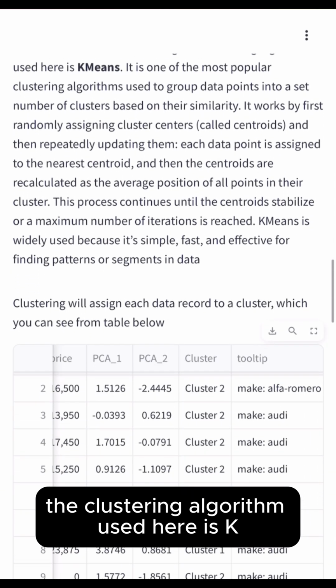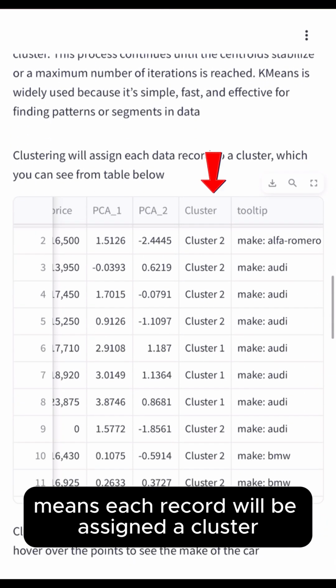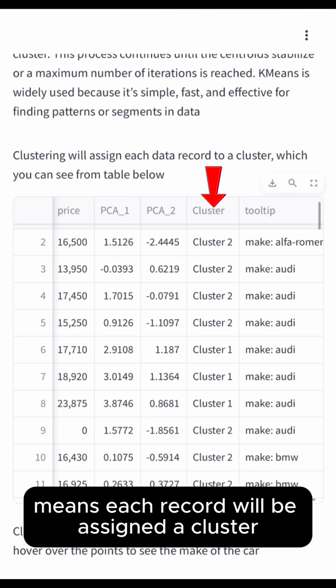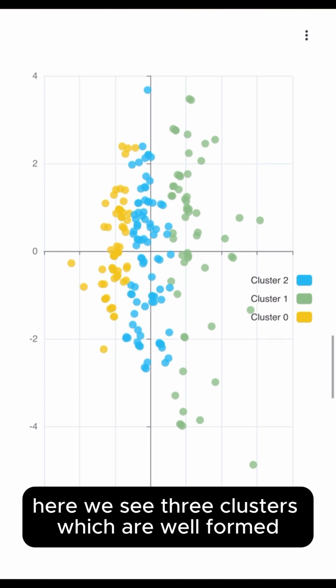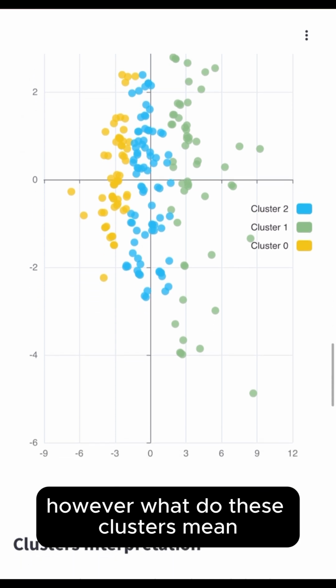The clustering algorithm used here is K-means. Each record will be assigned a cluster. Clusters can be visualized using a scatter plot. Here we see 3 clusters, which are well formed. However, what do these clusters mean?